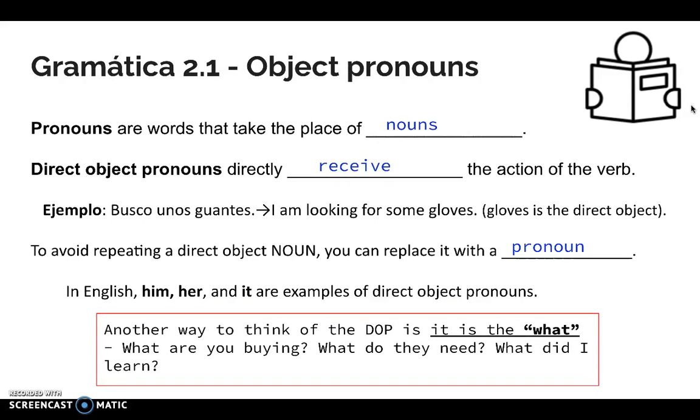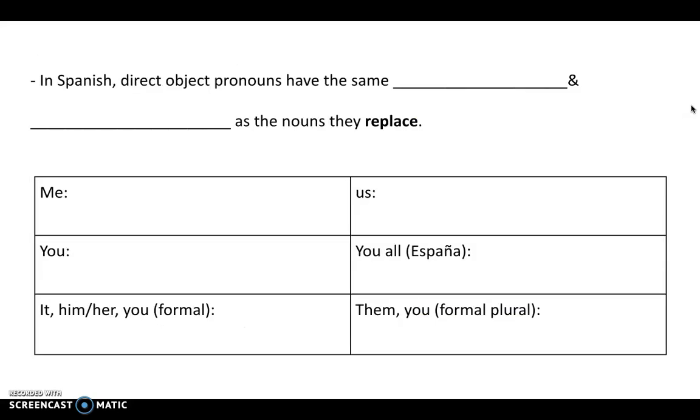Another way to think of a DOP, because a lot of students get confused between a DOP and an IOP, is that it is the what. So if you're like, okay, it's the what in the sentence. What are you buying? What do they need? What did I learn? And it would answer that question. I learned science. I need a girlfriend. Okay? Something like that.